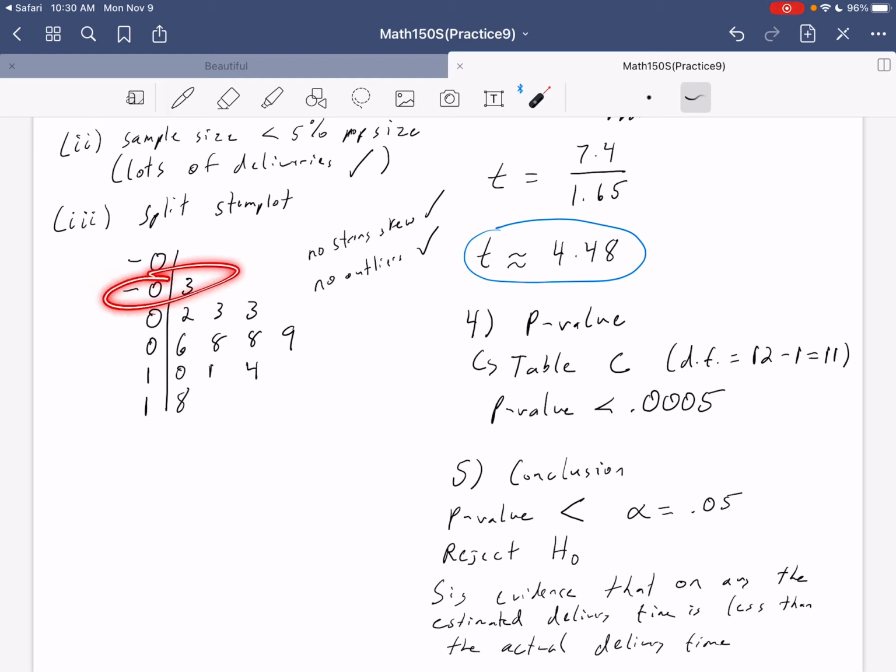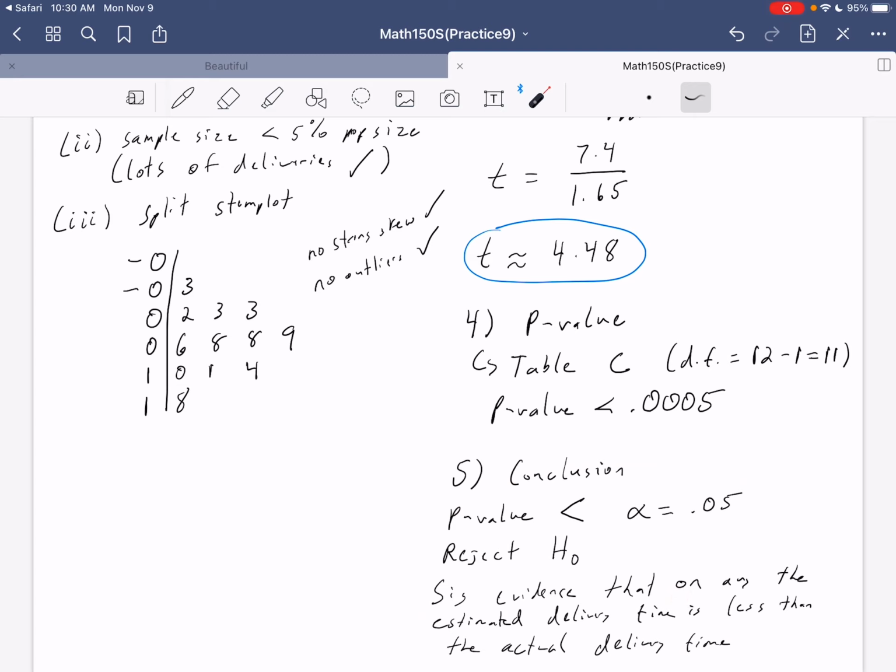Remember, there was one where the estimated delivery time was actually 3 minutes longer than the actual one. So we're not saying this uniformly. We're just saying that on average, this seems to be the case, right? That's what this conclusion is saying. So it's super important to have that phrase "on average" in there.